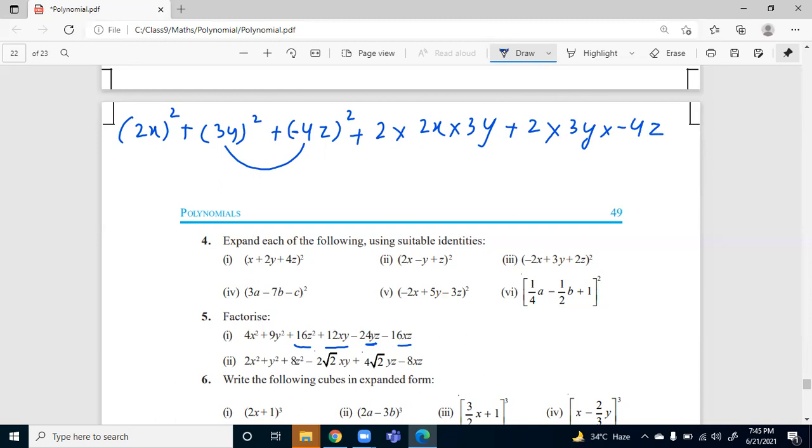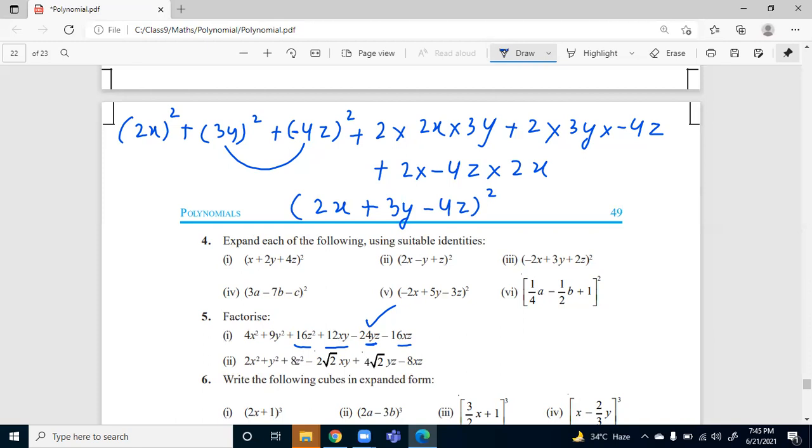So when you look at it, 4 3s are 12, 12 2s are 24, minus 24yz, correct? And the third term will be 2 into minus 4z into 2x. So 4 2s are 8, 8 2s are 16, minus 16xz. So yes, it is the last term. So I got it changed. So now I can write the next step, that is 2x plus 3y minus 4z whole square. So this is my final answer.